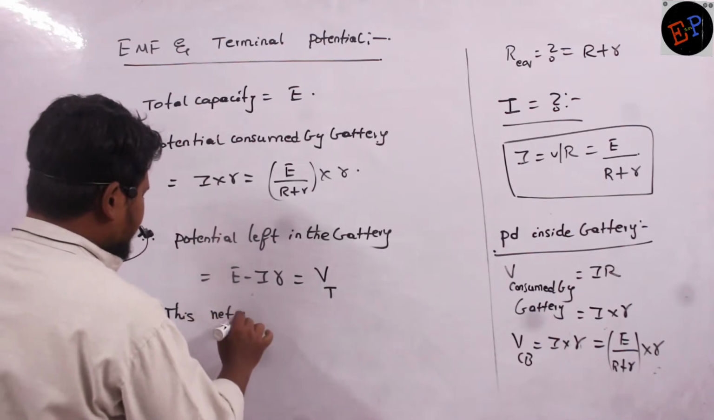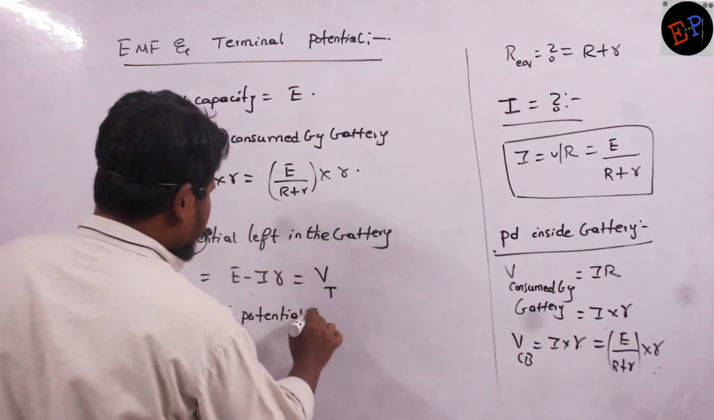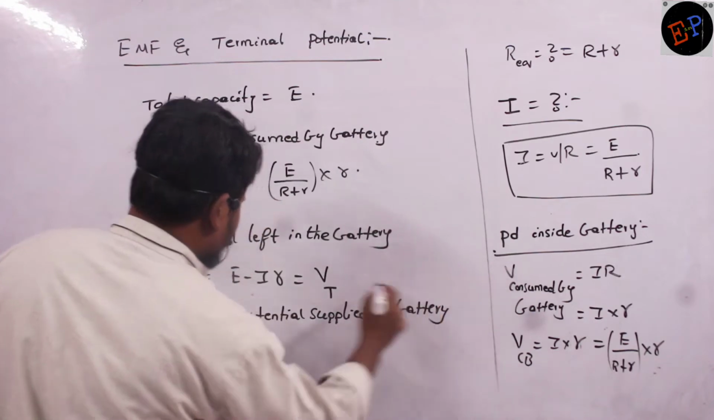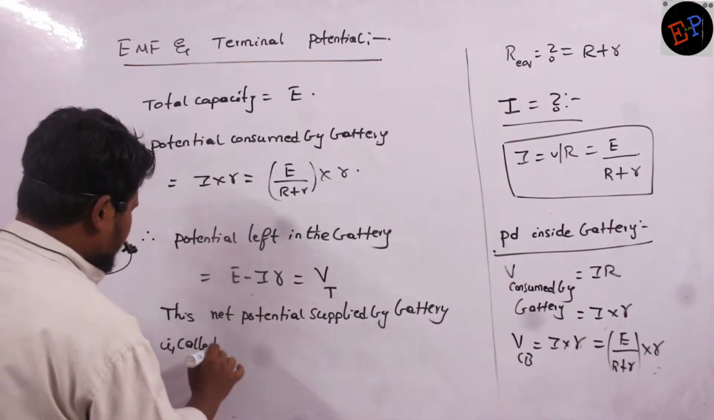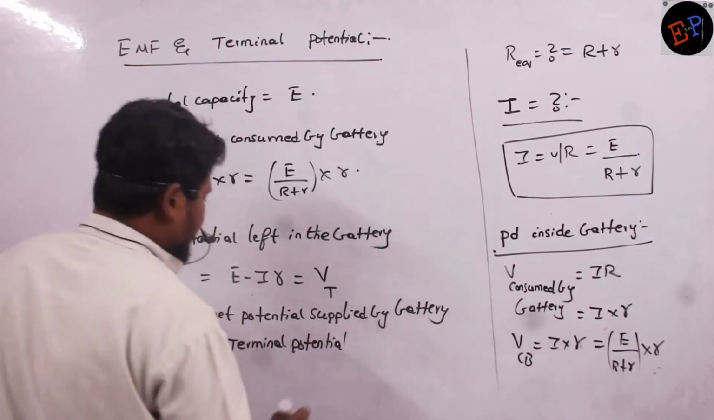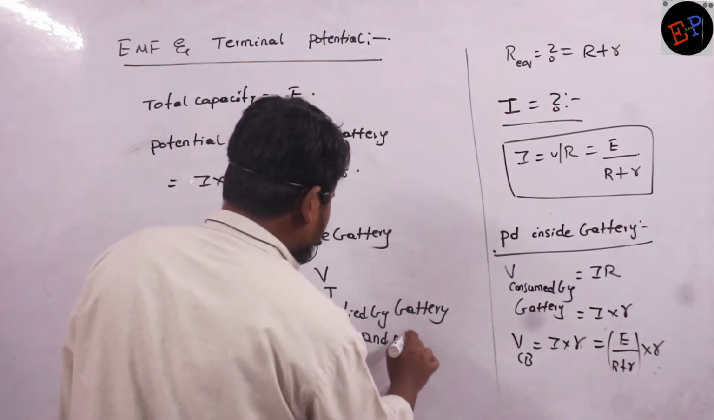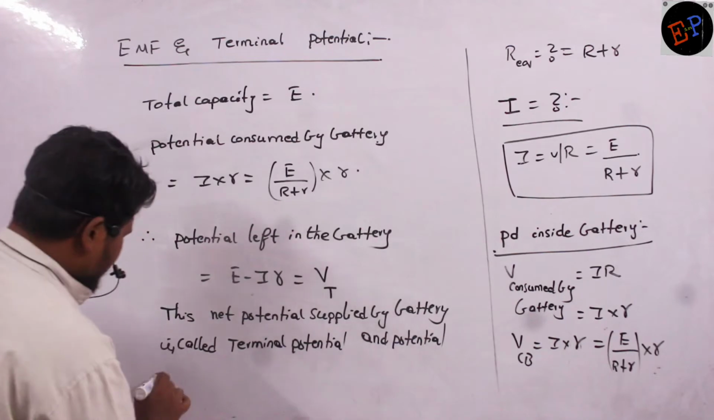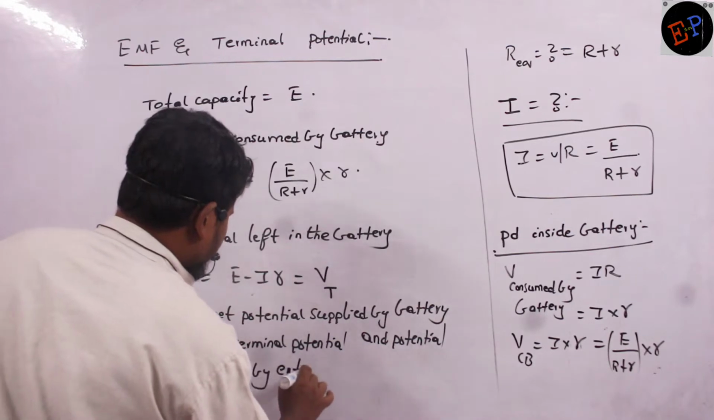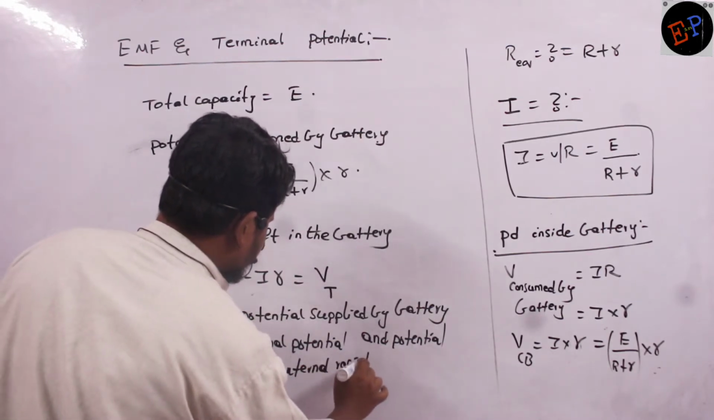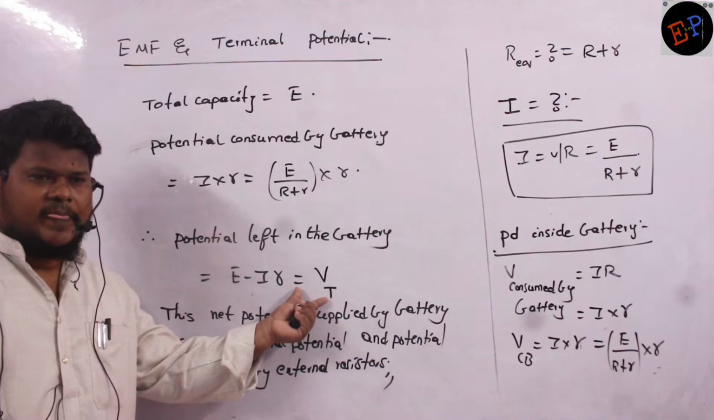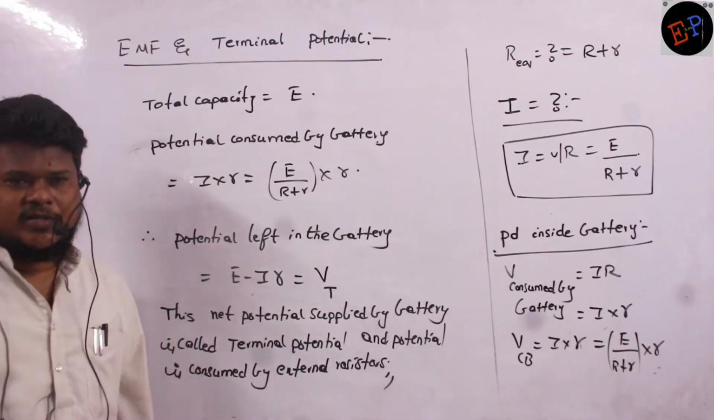This net potential supplied by the battery is called terminal potential. Okay? And this potential is consumed by external resistors. So this remaining potential, who will consume it? External resistors are there, no? They will consume this remaining potential. Are you able to understand?